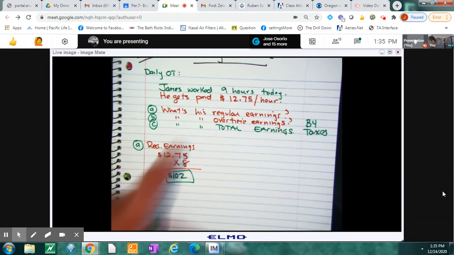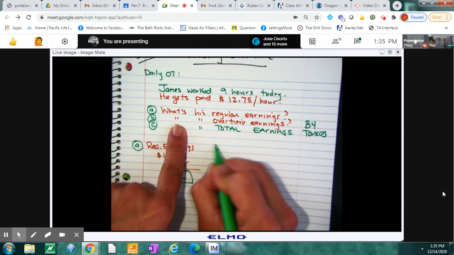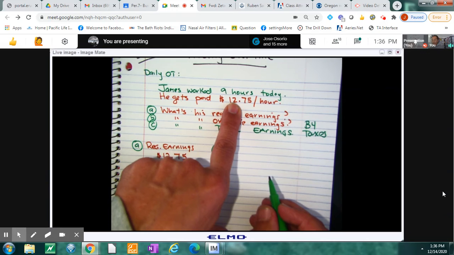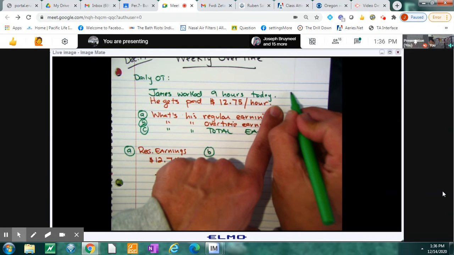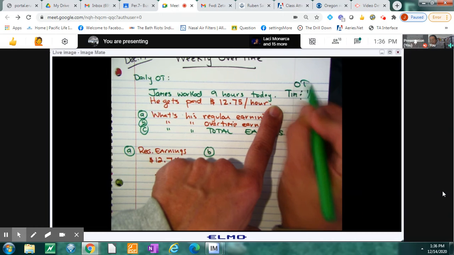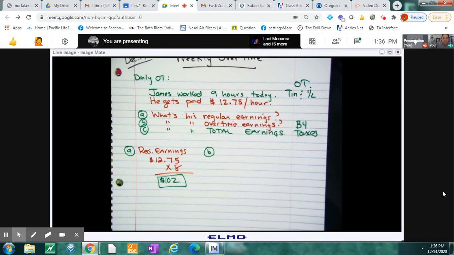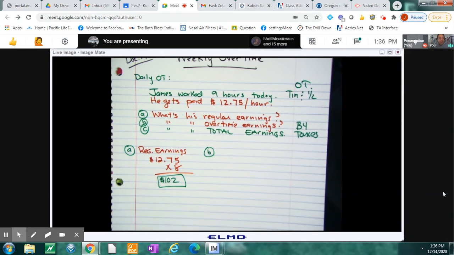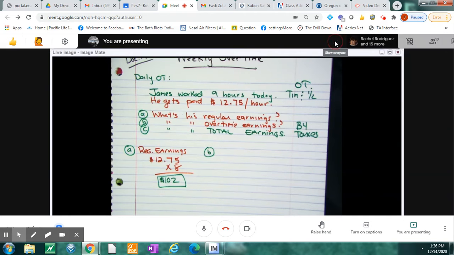Now when you calculate overtime, it's not 12.75. Overtime is time and a half. So we need to calculate how much that is. It's a two-step process. So let's see, Vincent Gutierrez, what's time and a half?